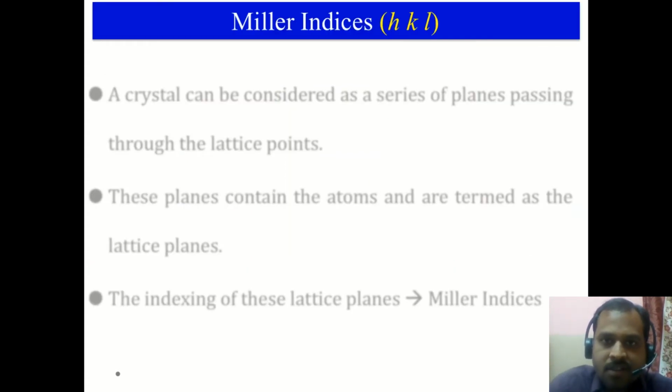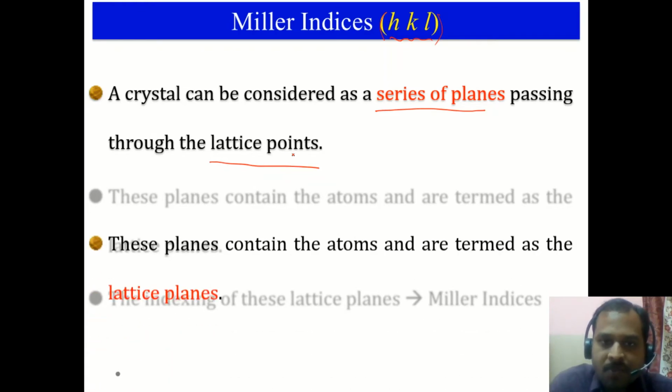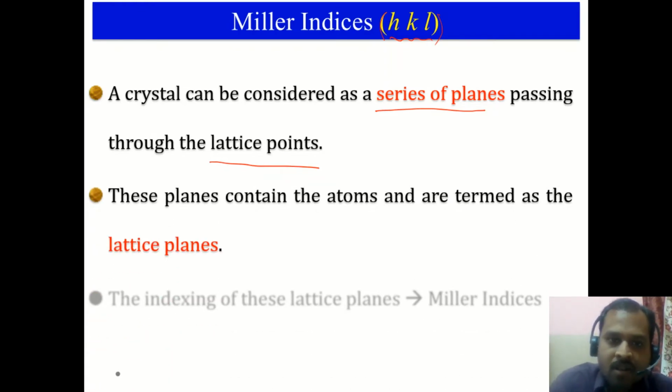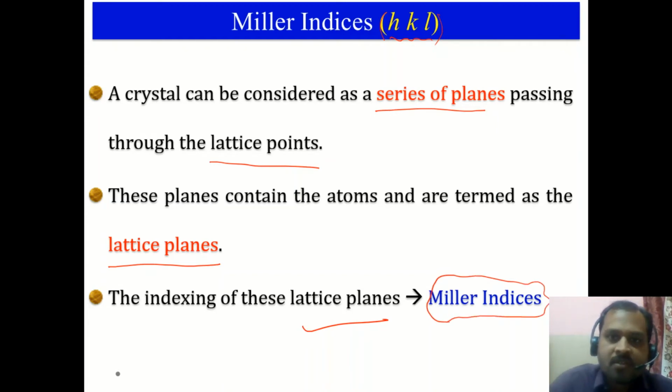So next let us discuss what is called the Miller indices, which is denoted using these parameters h, k and l inside the first bracket. We know that the crystal can be considered as a series of planes passing through the lattice points, and these planes contain the atoms, and they are called the lattice planes, and the Miller indices are used to index these lattice planes. So to identify these lattice planes, we take the help of the Miller indices, and there is a definite way to find out these values of h, k, l for a particular lattice plane.